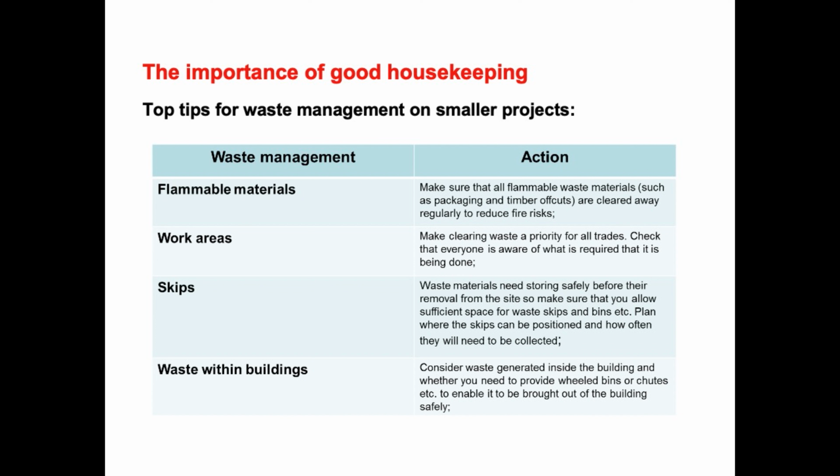Top tips for waste management on smaller projects. Flammable materials. Make sure that all flammable waste materials, such as packaging and timber offcuts, are cleared away regularly to reduce fire risks. Work areas. Make clearing waste a priority for all trades. Check that everyone is aware of what is required and that it is being done.